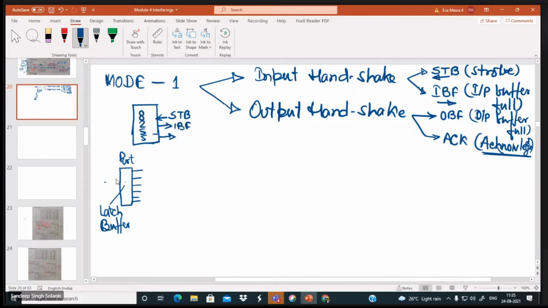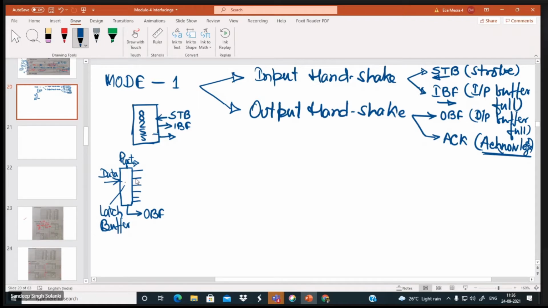When you write data here, what is going to happen? The data is full, so OBF. When 8085 is doing the writing of the data, and when an external device is writing the data into this, then also the buffer will be full. None of the other data will be accepted, so in that time IBF will get generated.